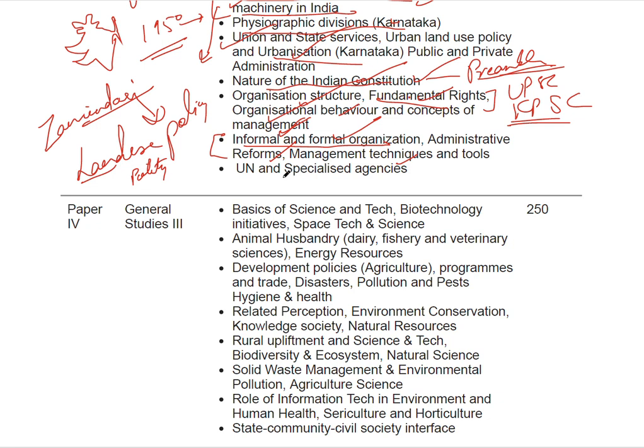UN specialized agencies. Now, what is this? UN is nothing but UNESCO and other organizations which are formed under the United Nations. So that is important. We need to cover it. So basics and current affairs both become very important.